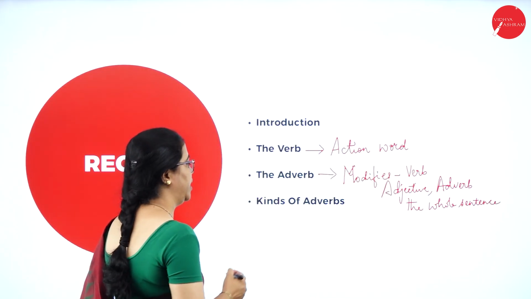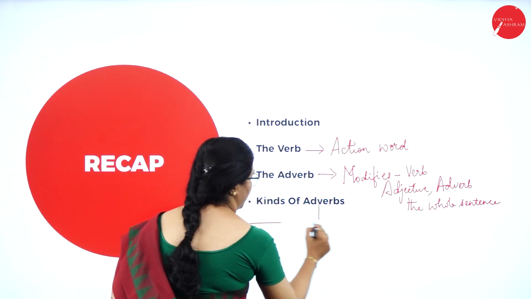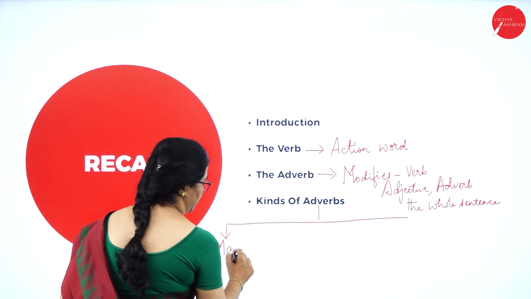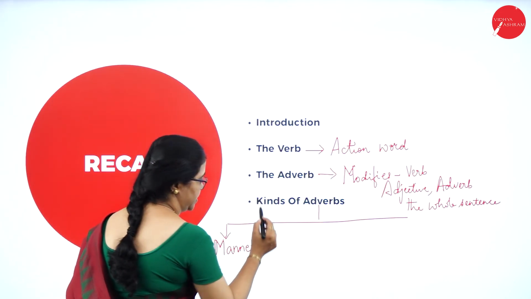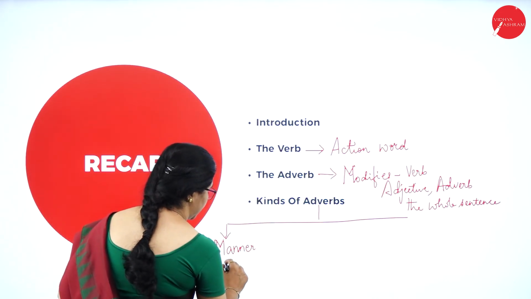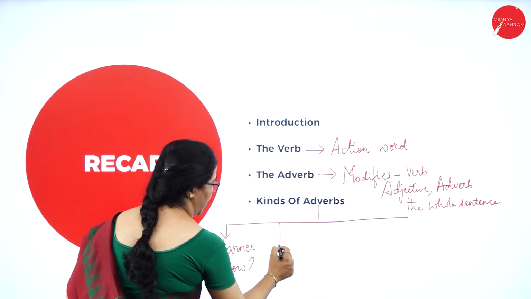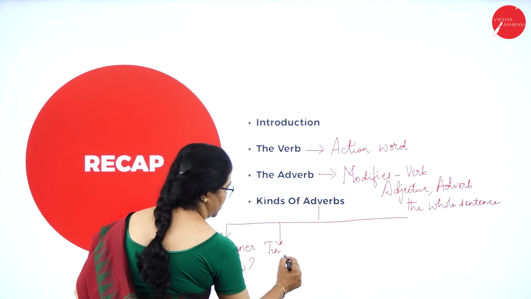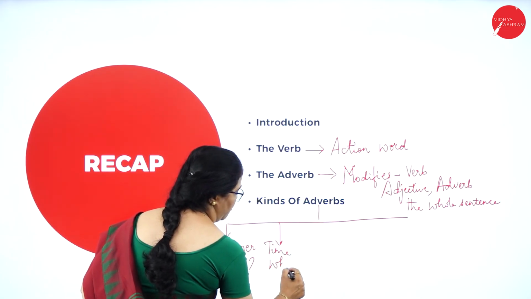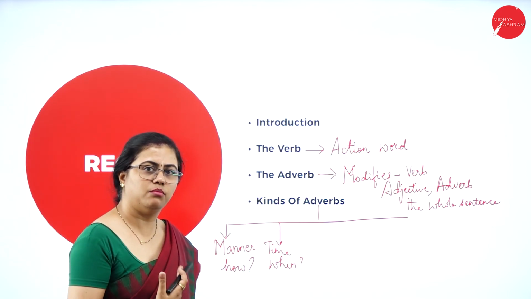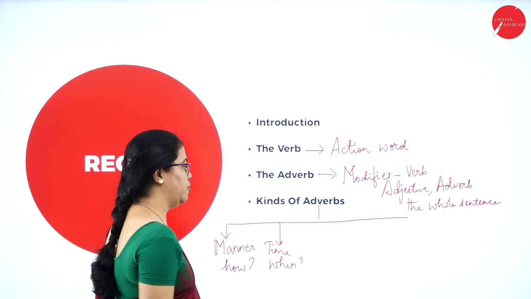Which are the 5 different kinds of adverbs we understood? We understood the adverb of manner, the way in which the work is done. It usually answers the question how. Then we learnt about adverb of time. It usually answers the question when. Examples: today, tomorrow, yesterday, morning, all these come under adverb of time.